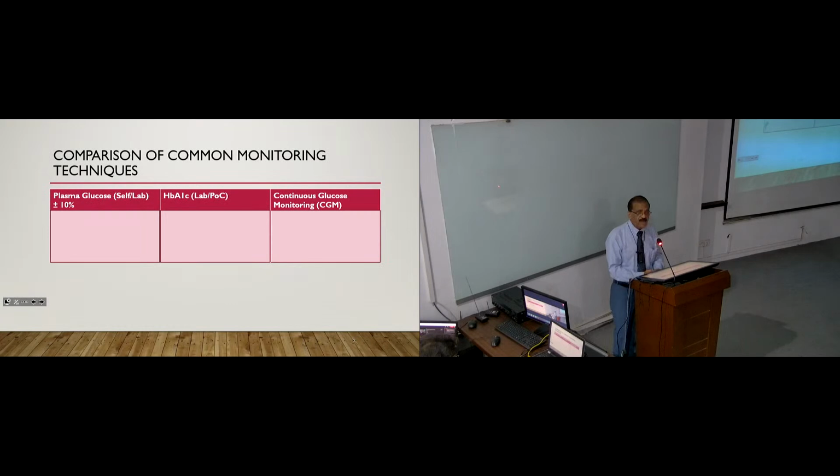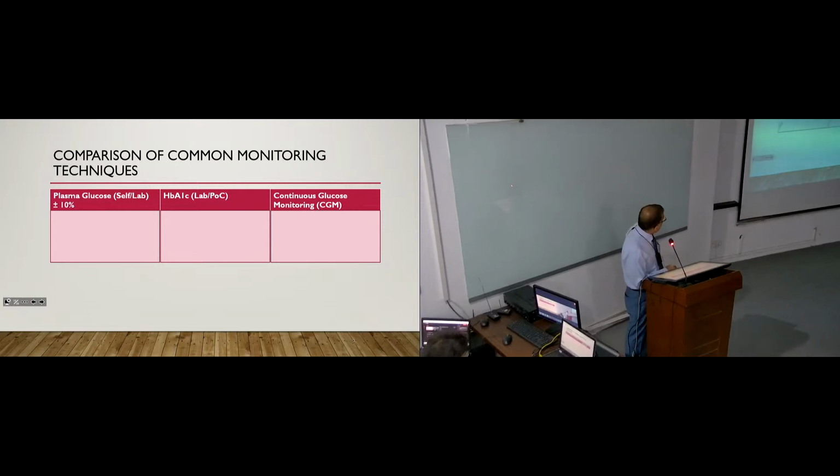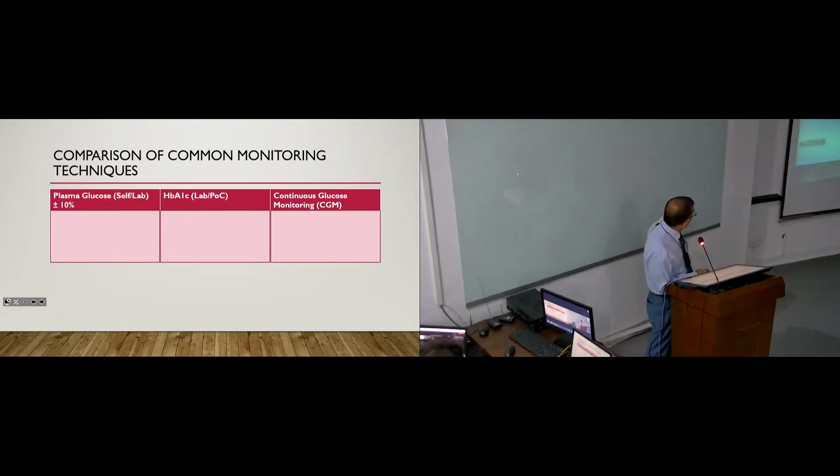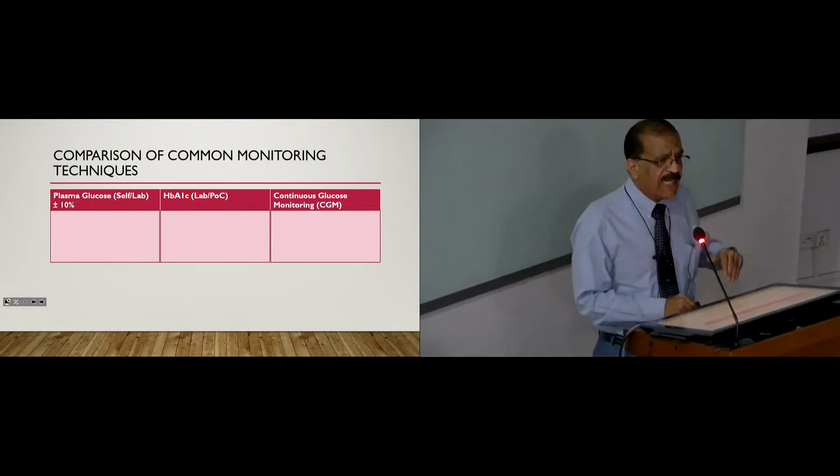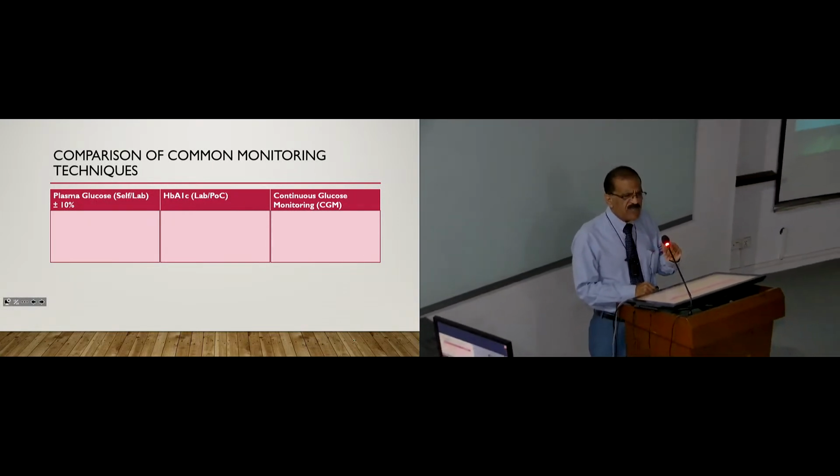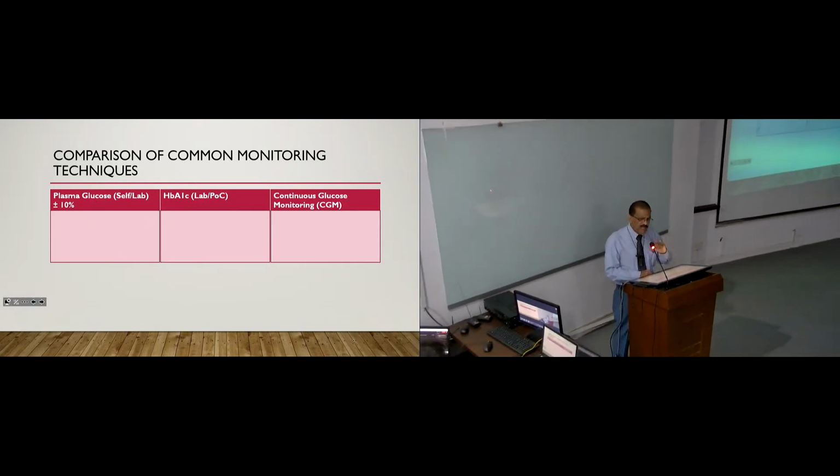Now this is the strengths and weaknesses comparison of common monitoring tests. I have just listed 3, there are more actually. Plasma glucose, self or lab test, plus minus 10%. According to international standardization, if your glucometer estimates your sugar 10% plus or minus, it is considered to be accurate.